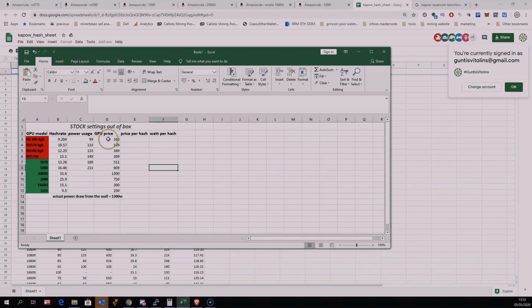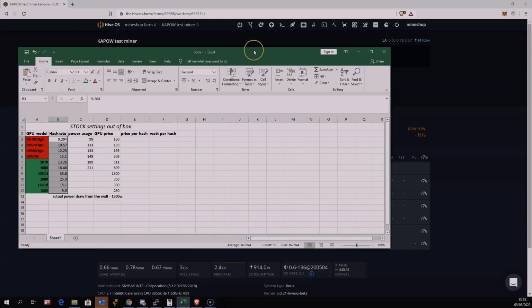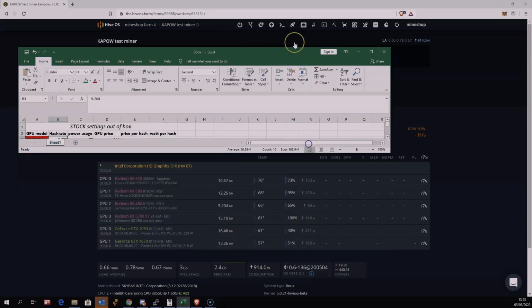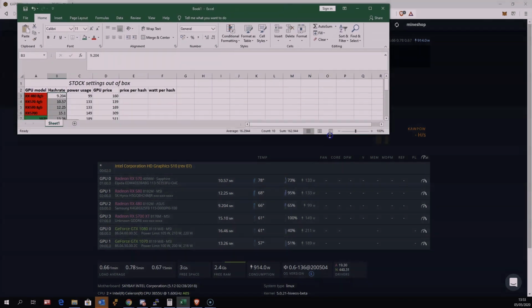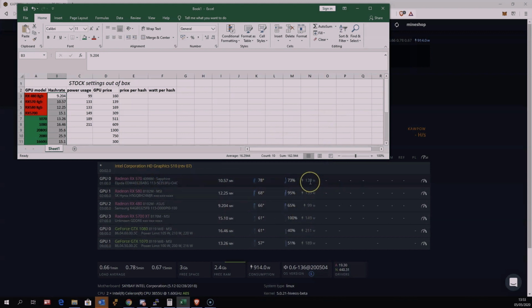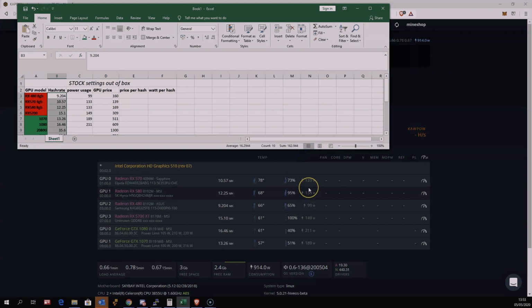I got the prices for every GPU that you would find on Amazon, and then the hash rate, and this is the power usage. What I have inserted here is what I have. What I have here on the wall meter is showing the power use. You see 133 watts for the RX 570, and the RX 580 133 watts, and the same for all the other GPUs. The RX 5700 is 149 watts, the 1080 is 211 watts, and the 1070 is 180 watts. So this would be the performance, and also the wattage.